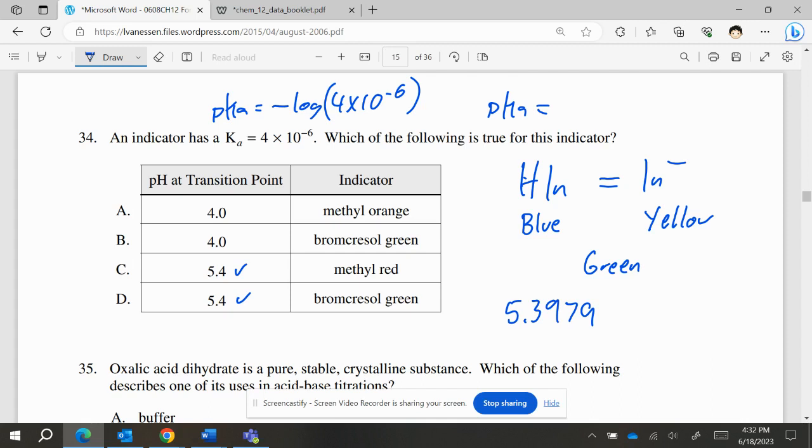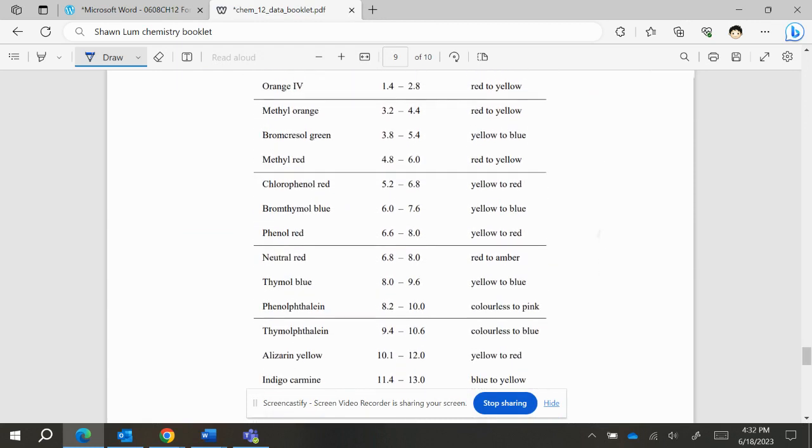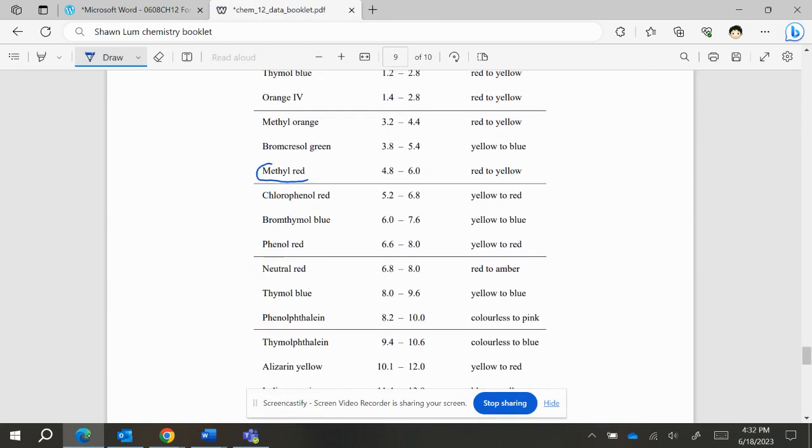So now we need to find which indicator it is. So we're looking at the midpoint has to be 5.4, and our options are methyl red or bromocresol green. So let's go take a look. So here's methyl red, and here's bromocresol green. Okay, so the number that we're looking at is a midpoint of 5.4. This is not the middle number, right? So in between these two numbers right here, like perfectly in between, is 5.4. So we know that this is our answer.